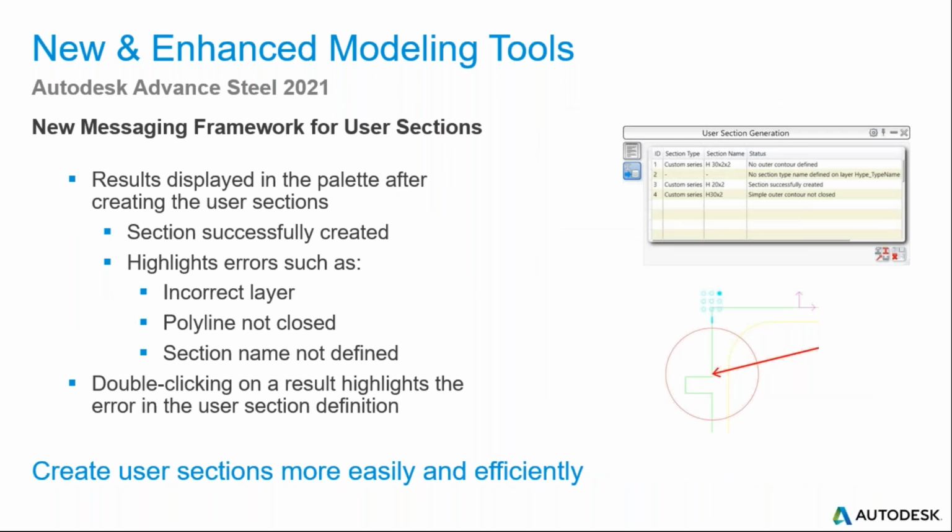A new messaging framework has been included for user created sections, which provides you details of the errors that have been made during the definition of the section. For example, in case multiple contour layers are detected, or overlapping geometries are detected, a separate contextual menu or messaging menu will open up, giving you details. This will help users create user sections more easily and efficiently because they understand the reason for the inaccuracy or the error.